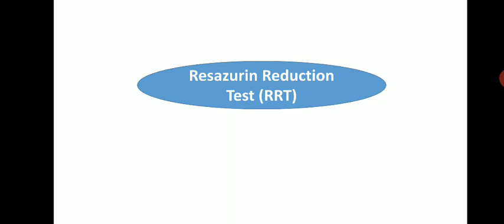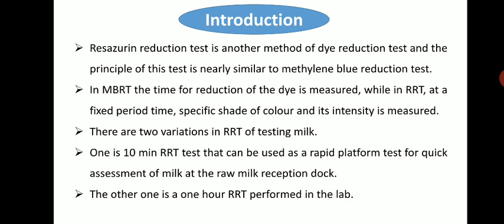This test is known as RRT. The Resazurin reduction test is another method of dye reduction test, and the principle of this test is nearly similar to the methylene blue reduction test. In MBRT the time for reduction of dye is measured, while in RRT at a fixed period of time specific shades of color and their intensity are measured. So the principle of this test is somewhat similar to the methylene blue reduction test.